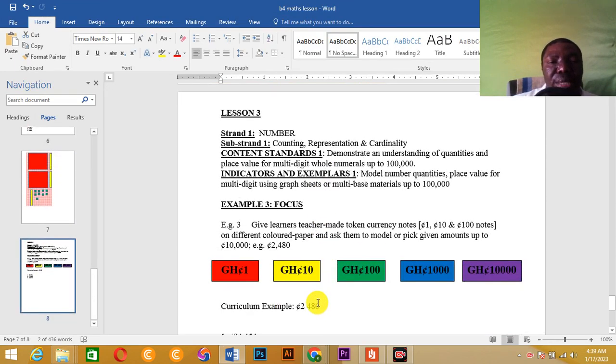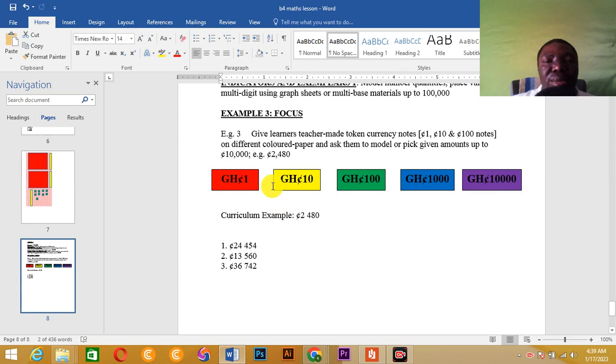Now today we are looking at how to use the token currency note to represent an amount. In this one, the curriculum said the teacher should make his own token currency. This is my own token currency. Teachers, you can also use this one. Students can also use it.